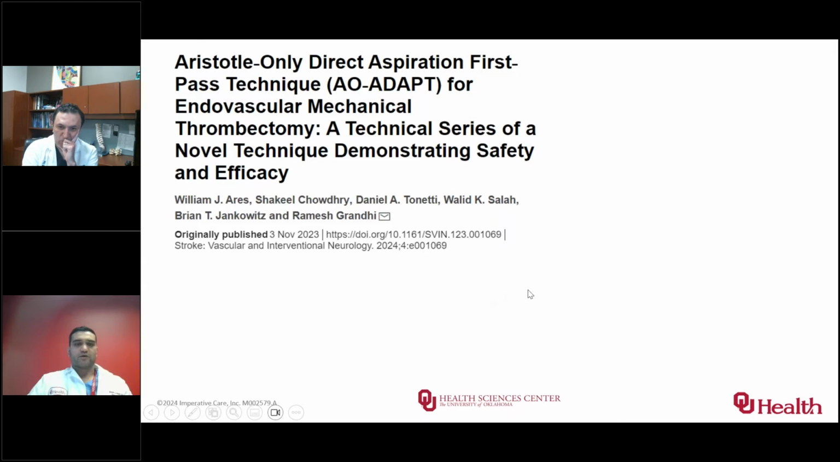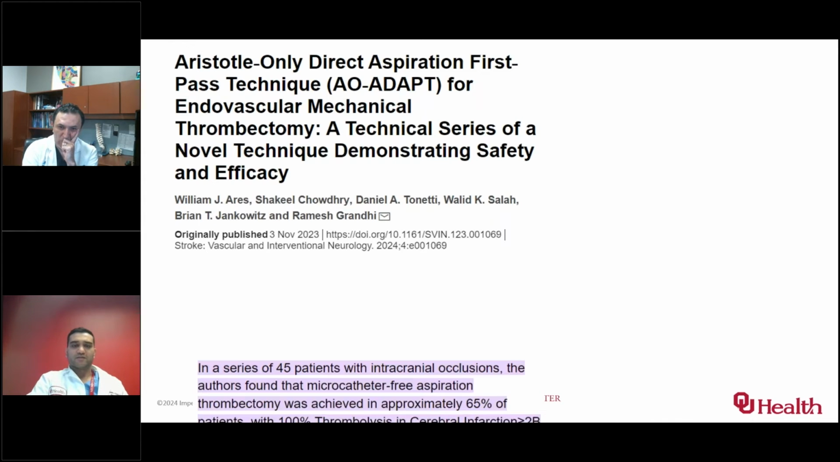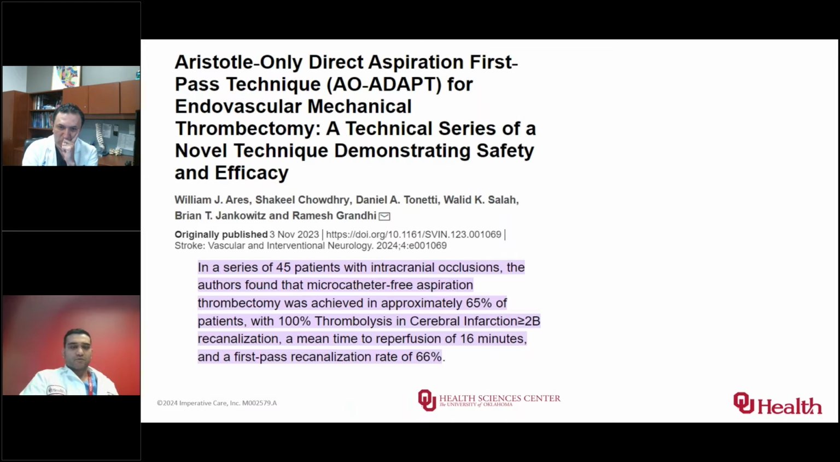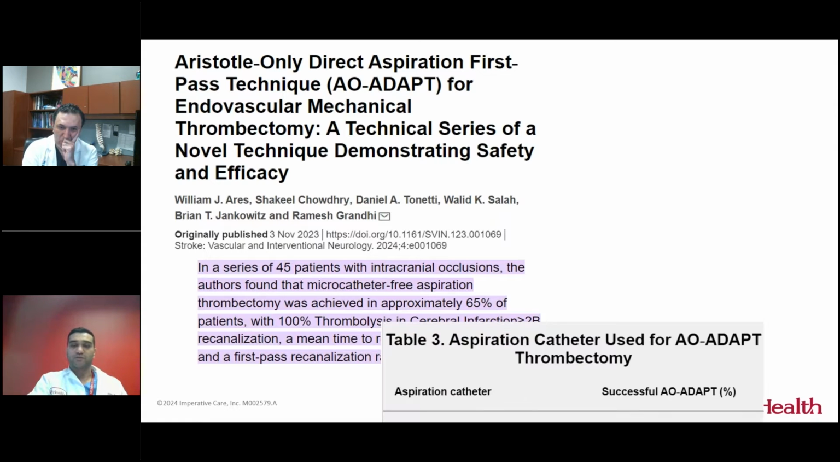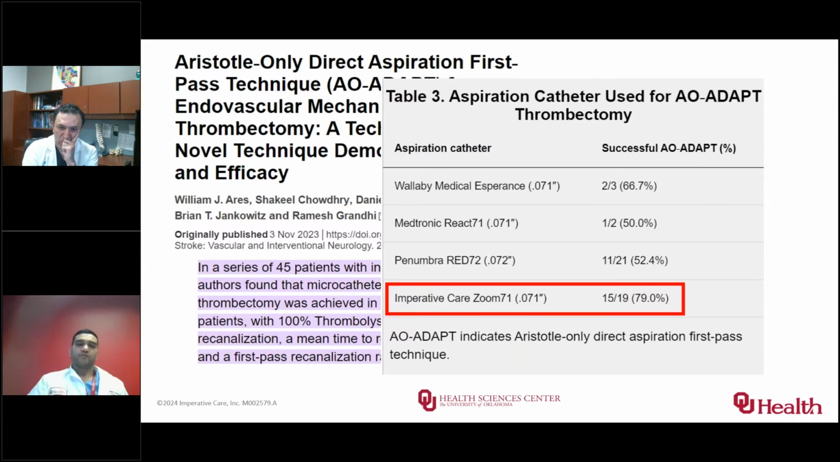And as some of you may know, if you're up with the literature, the AO ADAPT paper came out with Dr. Grandi at Utah and this group, which talked about this direct aspiration first technique. In this study, thrombolysis and TICI-2B recan, a mean time to reperfusion of 16 minutes and a first pass recan of 66. Those are pretty good numbers, I would say. And if you look at this table, the Zoom 71 was successful in 15 out of the 19 cases, 79%, so more than any other aspiration catheter in the study.